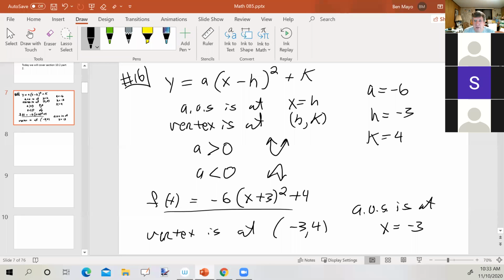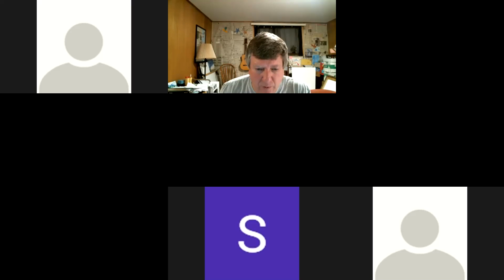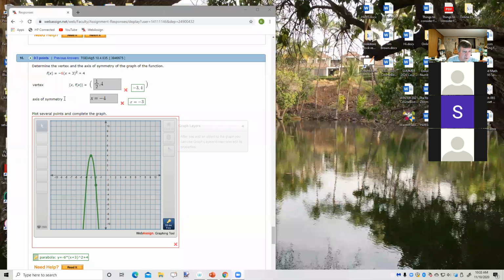So now let's take a look at the WebAssign actual picture. So we see this problem here. So the vertex is at (-3, 4). It's an ordered pair. The axis of symmetry is at x equals -3. So down here on the graph, (-3, 4) would be this point right there. So you'd enter that point. Here's your axis of symmetry. Now, you'd need to find a second point.